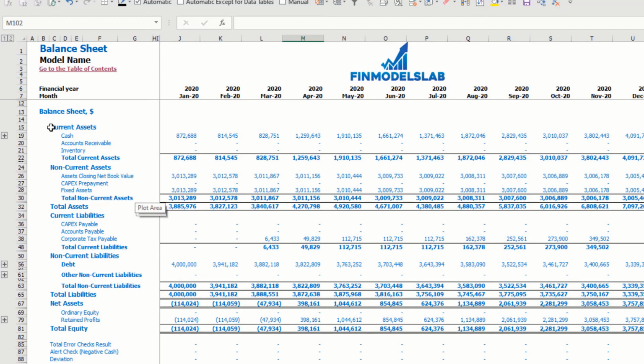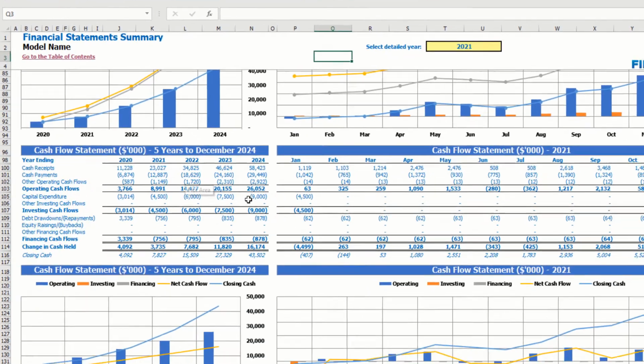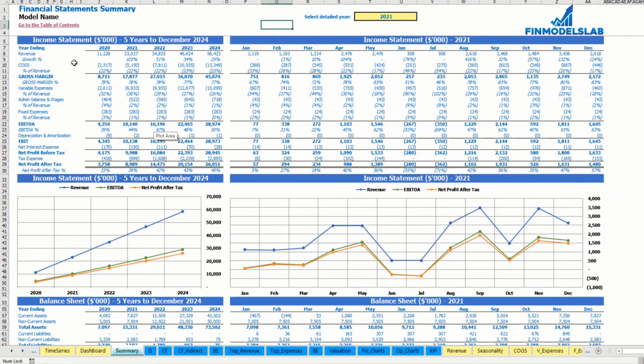And the balance sheet will show you the breakdown of your current assets, non-current assets, current liabilities, non-current liabilities, and equity by its subcategories. The summary of the three statements you may find on the Financial Statement Summary tab.